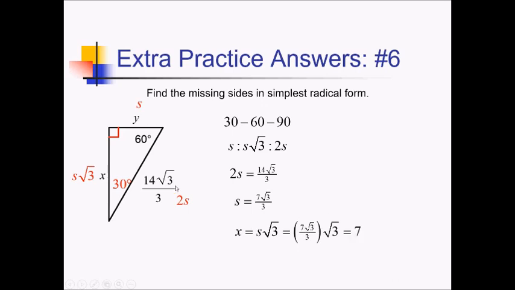And now it looks like y is equivalent to s, so that means that y equals exactly 7 radical 3 over 3.